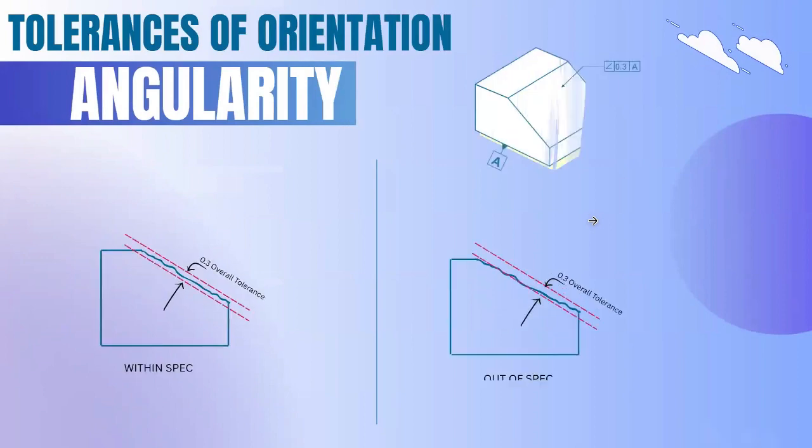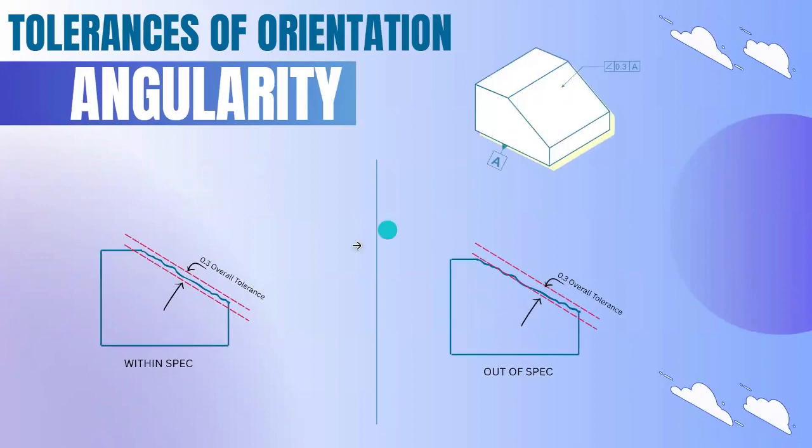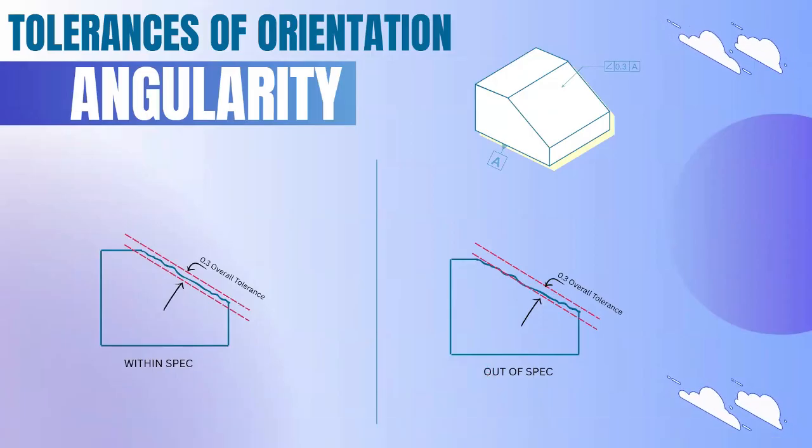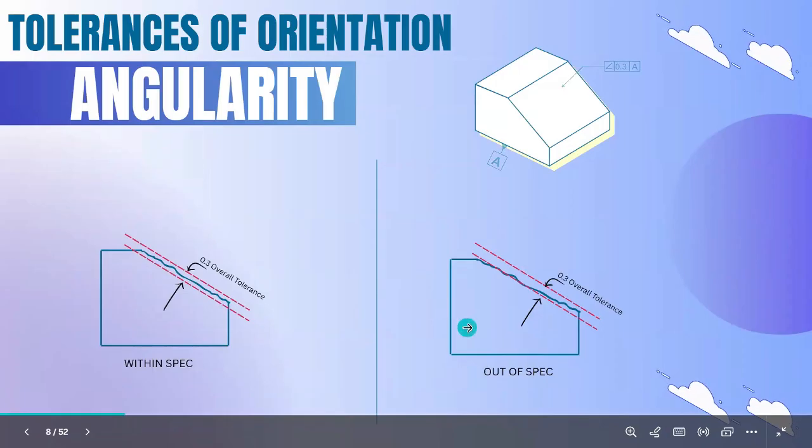So in this scenario, on the left hand side, the angular deviation is within the spec, within the tolerance zone. So it is within the spec. Here, on the right hand side, the angular deviation is more. So it went outside this tolerance zone. So it is out of spec.